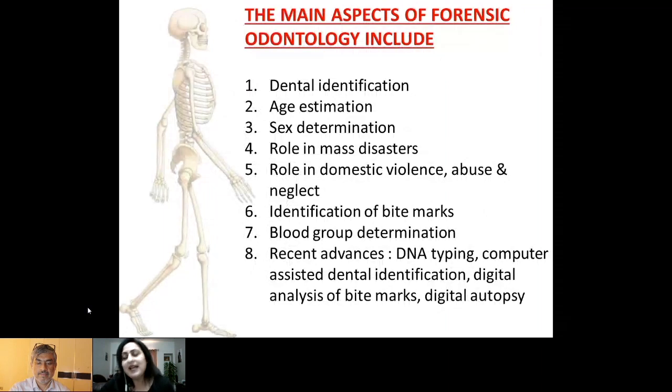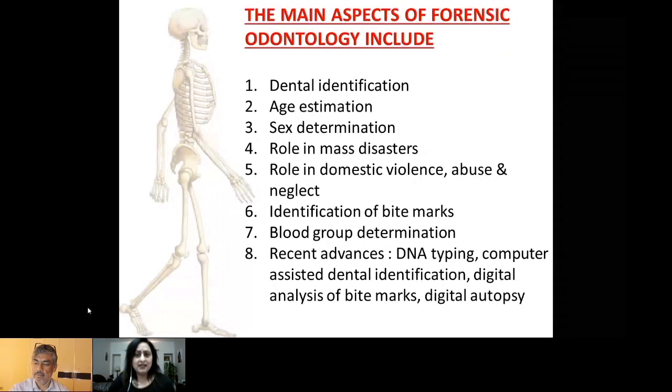Now, bite mark analysis is by no means the whole discipline of forensic dentology. It is a very vast area which includes dental identification, age estimation, and sex determination. It has a huge role in mass disasters, and a role in domestic violence, abuse, and neglect. And we have gone through the identification of bite marks and blood group determination. Blood group determination is also possible using the dental remains. Recent advances are DNA typing, computer-assisted dental identification, digital analysis, and digital autopsy.